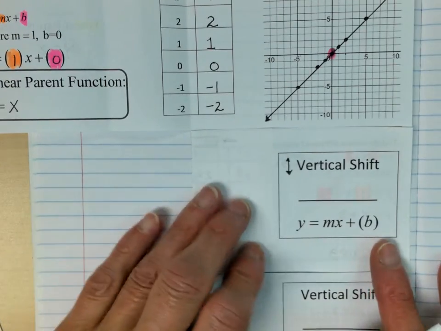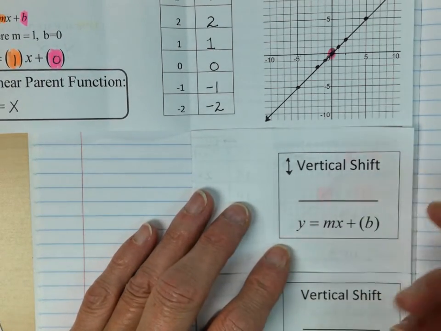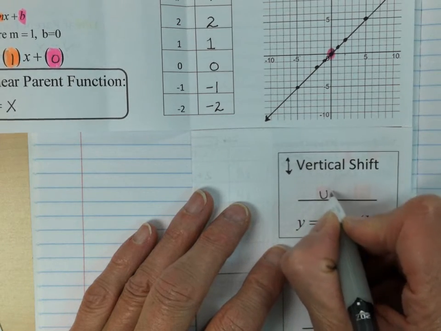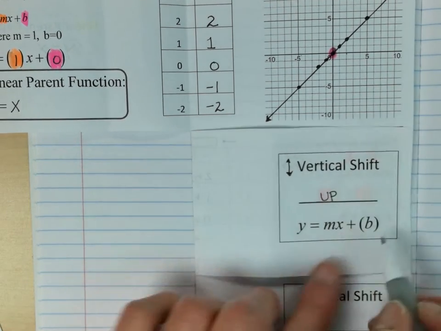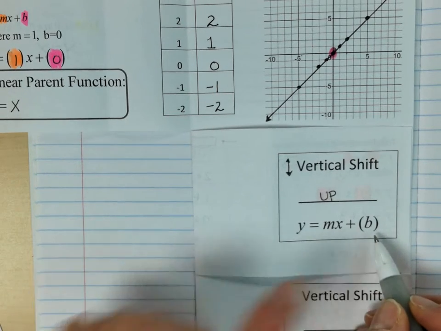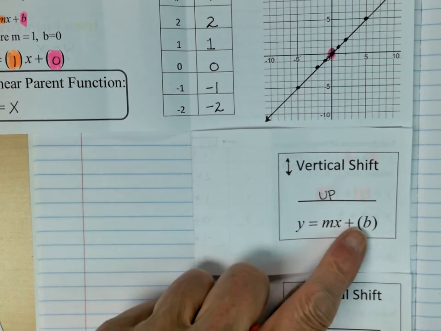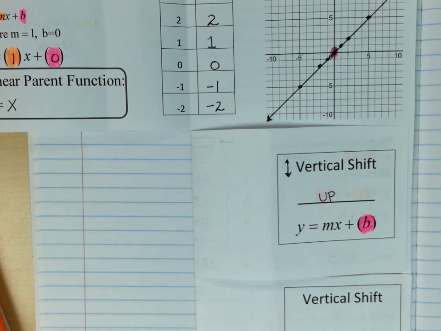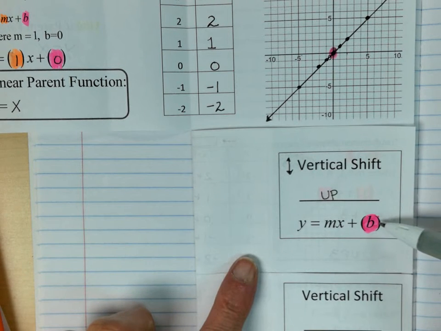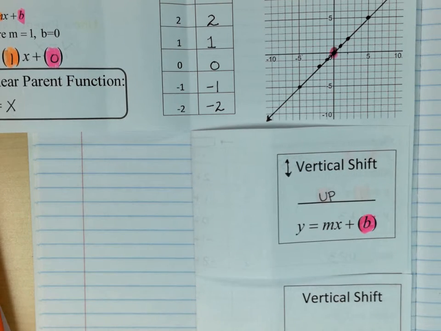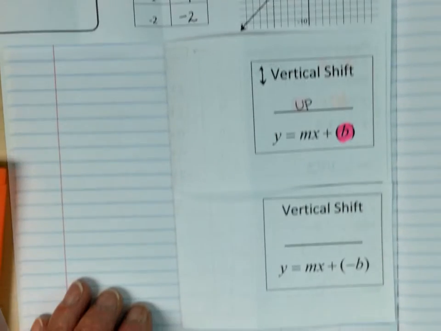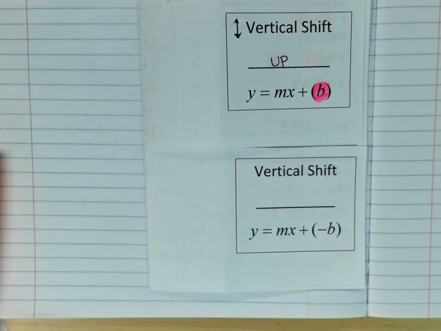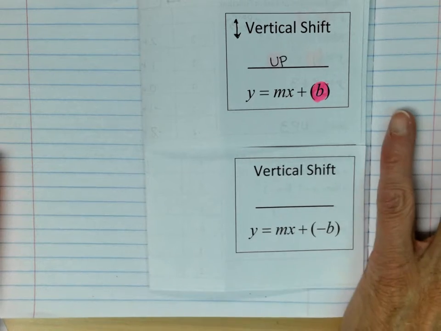So now let's go to this side. And so what happened with the vertical shift? We went up because our b was positive. Okay, so notice that there's no sign in here. It's just positive. So I highlighted that in pink, and notice that it's positive. If your y-intercept is positive, the whole function shifts up. So now what I want you to do is try to do this one on your own and see what you come up with.